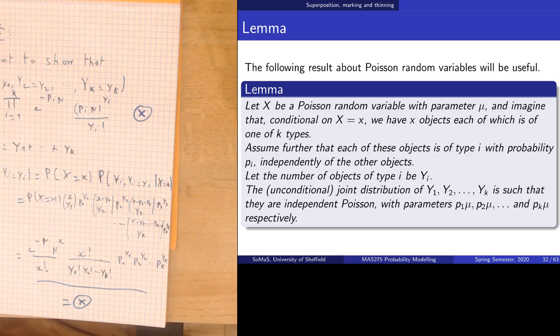So what we're doing here is we're describing what we call a multinomial variable, which is generalizing the binomial variable with k groups. Okay. So we're done with this lemma, actually, because this is what we want.